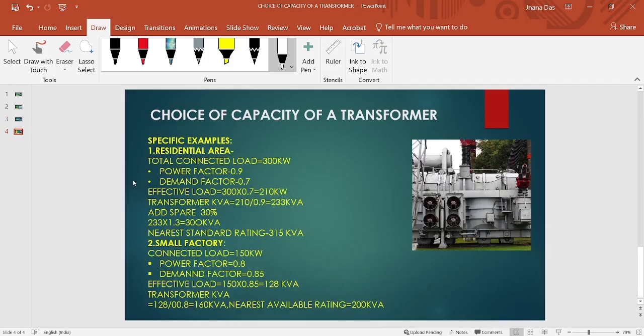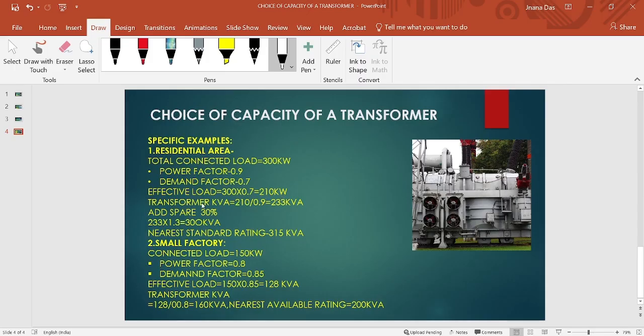For explaining better, we can take specific examples. Suppose for a residential area, the total connected load is 300 kilowatt, the power factor is 0.9, and if I take the demand factor as 0.7, which means 70%, the effective load is 300 into 0.7 demand factor, which comes out to 210 kilowatt.